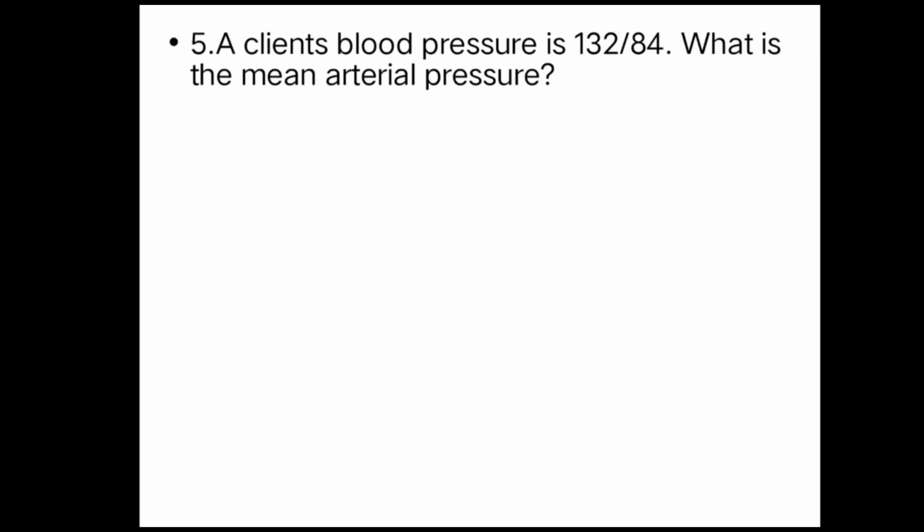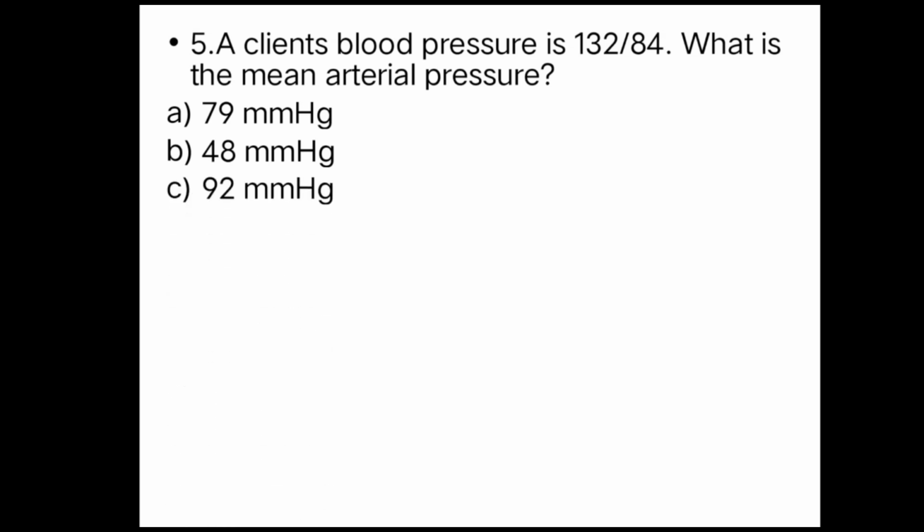They will give 4 options. This is also, by knowing the formula, easy to answer. The first option A is 79 mmHg, option B is 48 mmHg, option C is 92 mmHg, and option D is 100 mmHg. When we apply the formula, we will get the answer. It is a very direct question. By applying the formula, it is easy to answer. So the answer is 100 mmHg.